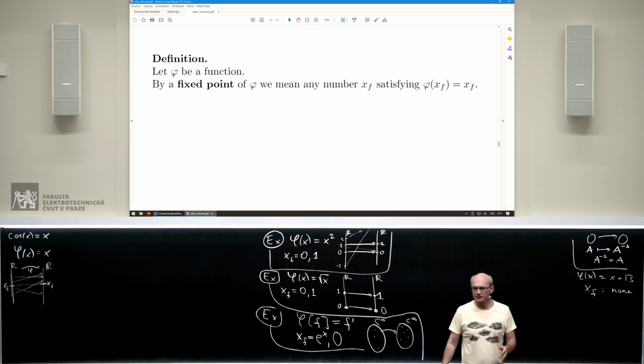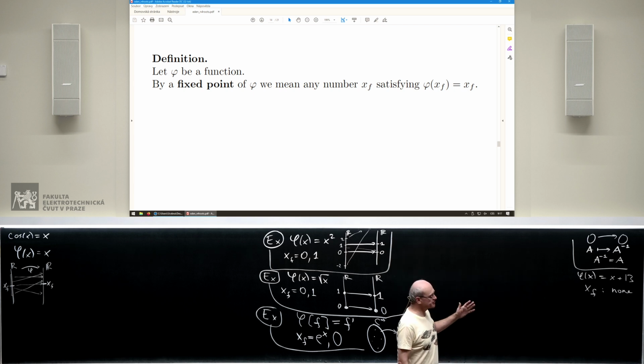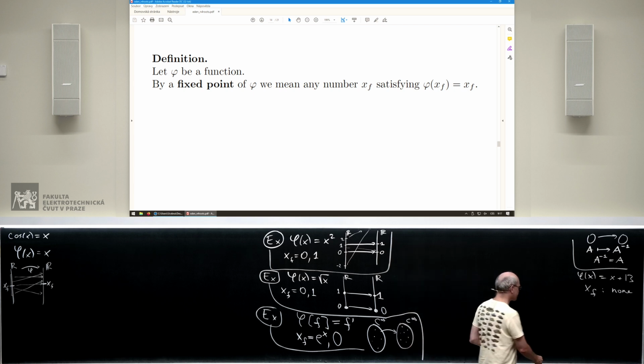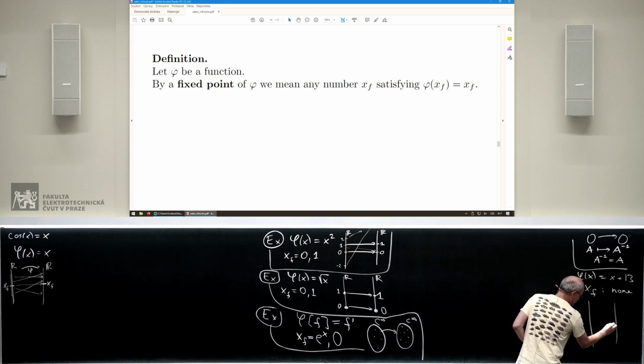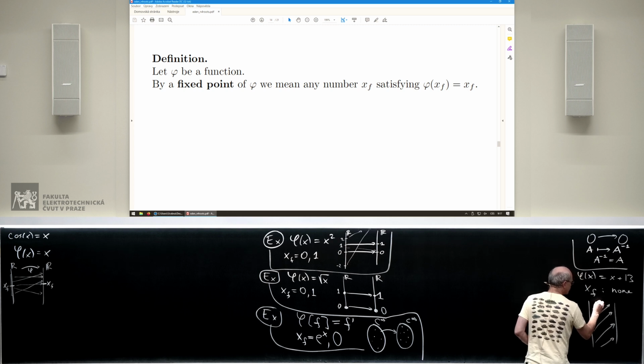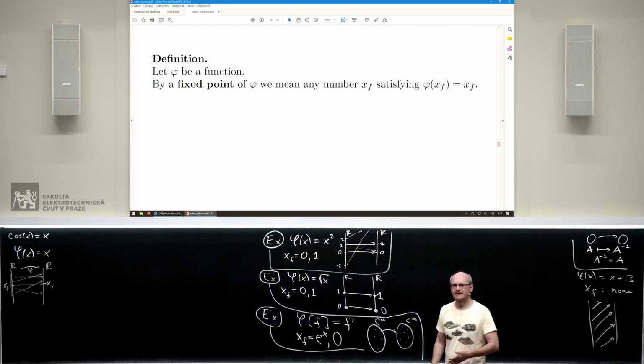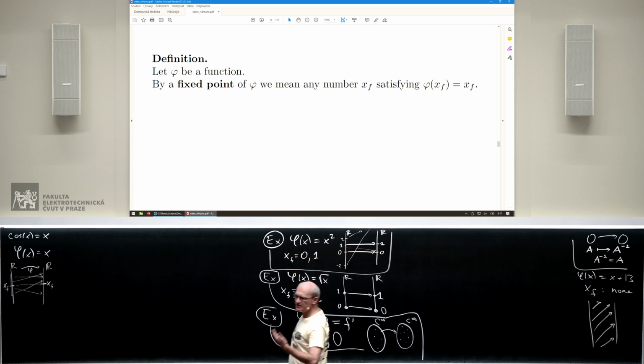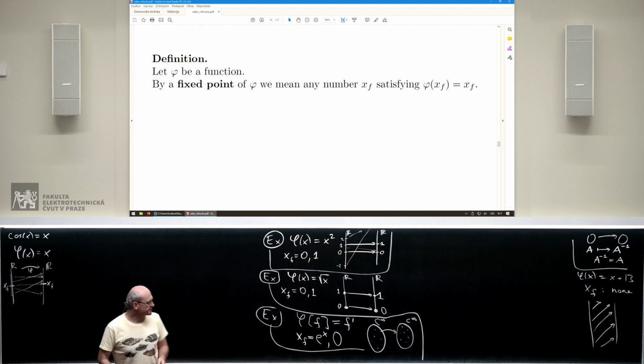So this mapping, although it's very simple, it's a very nice linear function, it does not have fixed points. And of course, the picture is quite suggestive. This is just a shift by 13. So we cannot really expect to see any fixed points. So there may be fixed points, there may not be fixed points. Let's have a look at some interesting theory.